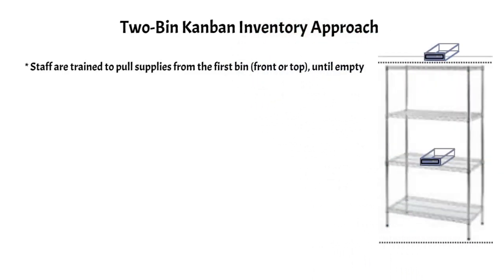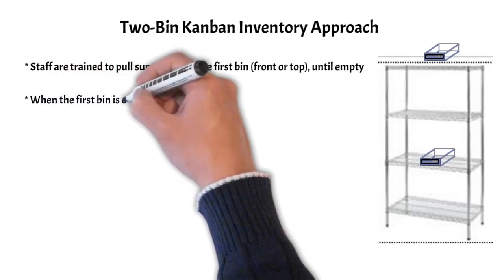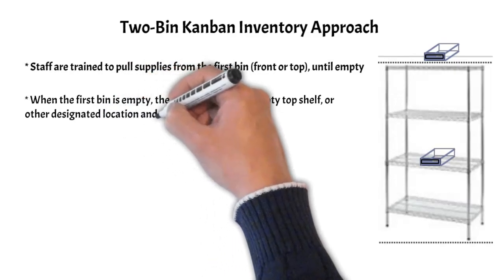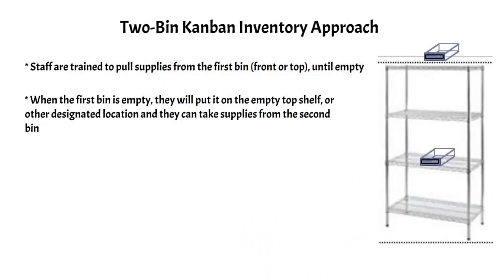Department staff and clinicians are trained to pull supplies from the first bin until it's empty. Once the first bin is empty, they will place the empty bin in a designated reorder location, often the top shelf. Then they can pull the second bin forward and take supplies from the second bin.